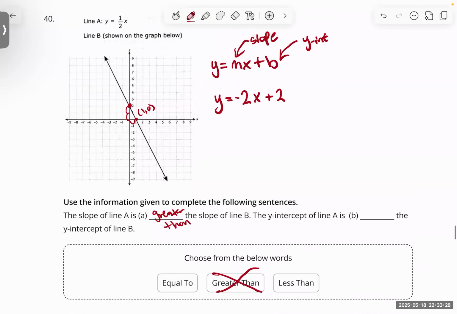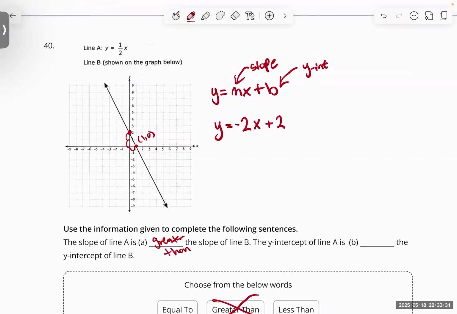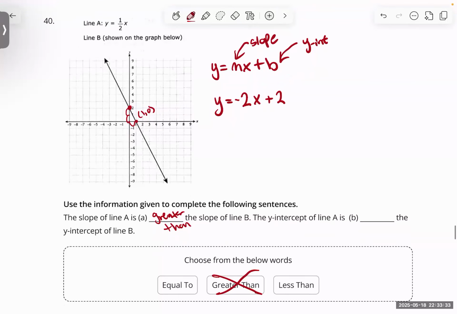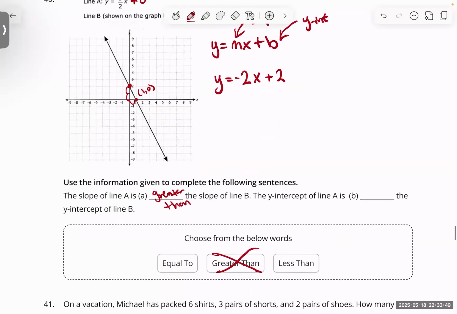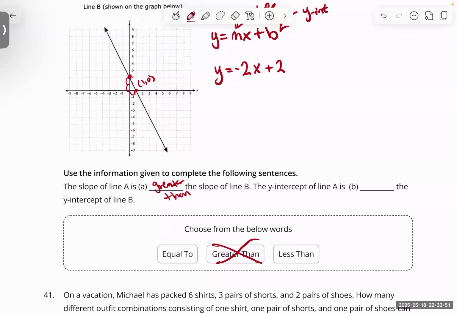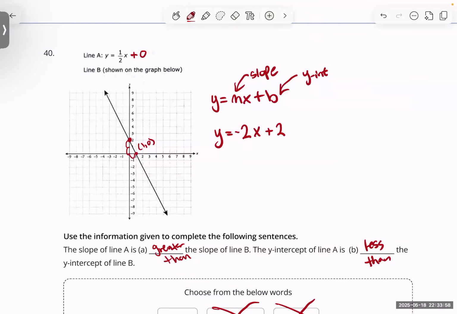Okay. The y-intercept of line A is blank the y-intercept of line B. Well, since there's no plus anything or minus anything here, that means that the y-intercept is 0. So the intercept of line A is 0 and the intercept of line B is 2. So that means the intercept of line A is less than the intercept of line B because 0 is less than 2.